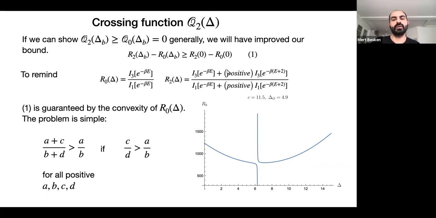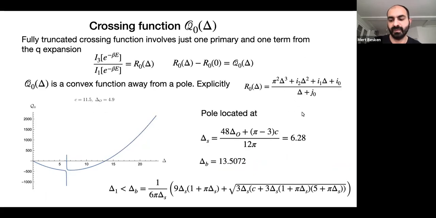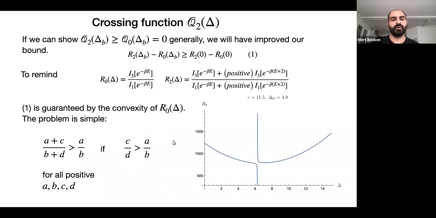So, okay, why is this guaranteed to hold? This one is guaranteed by the convexity of R0 of delta, which is a fact of Virasoro algebra. I just flashed it to you, it's this guy here. It is convex. So how do we show that one is true? It's basically this thing here. If you start with A over B and add this C over D to it in this form, which is exactly what we're doing here, this will be greater if C over D is greater than A over B for all positive A, B, C, D.